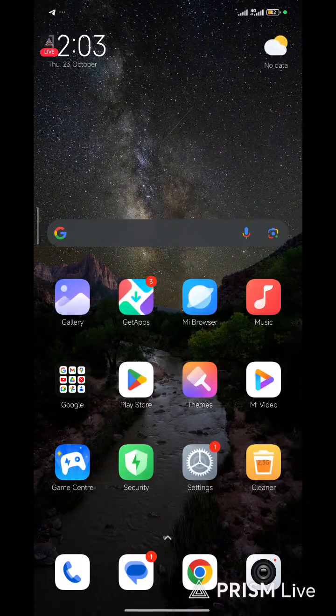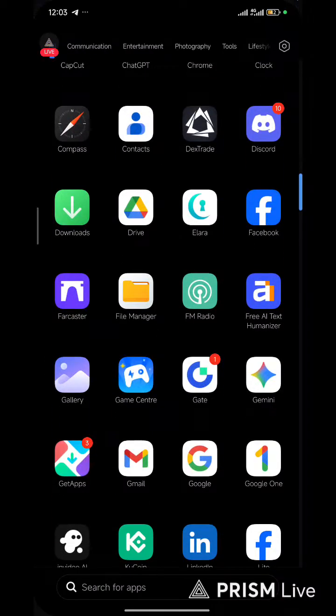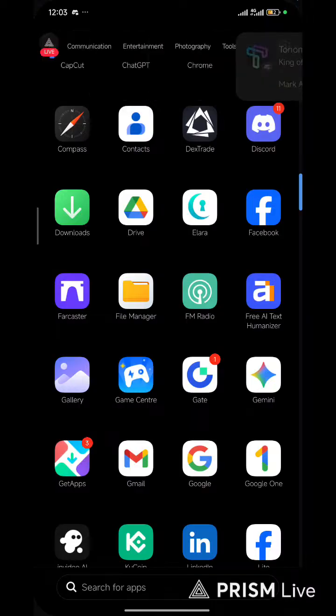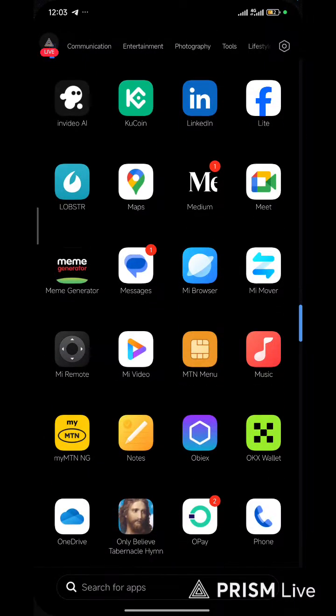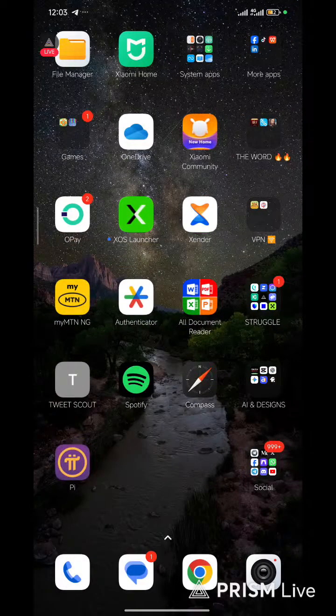Today we are going to discuss how to trade futures. I'm going to talk about futures trading using KuCoin. So let's look over to our KuCoin app.